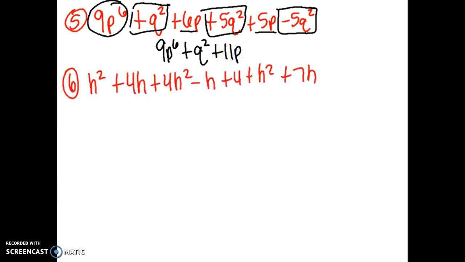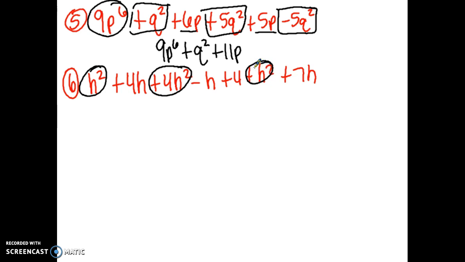All right, for number 6, we have h squared plus 4h plus 4h squared minus h plus 4 plus h squared plus 7h. In order to combine like terms, it has to have the same variable and the same exponent. So for h squared, our only like term is 4h squared, even though we have other h's. They don't also have an exponent of 2. You have to also have the same exponent.